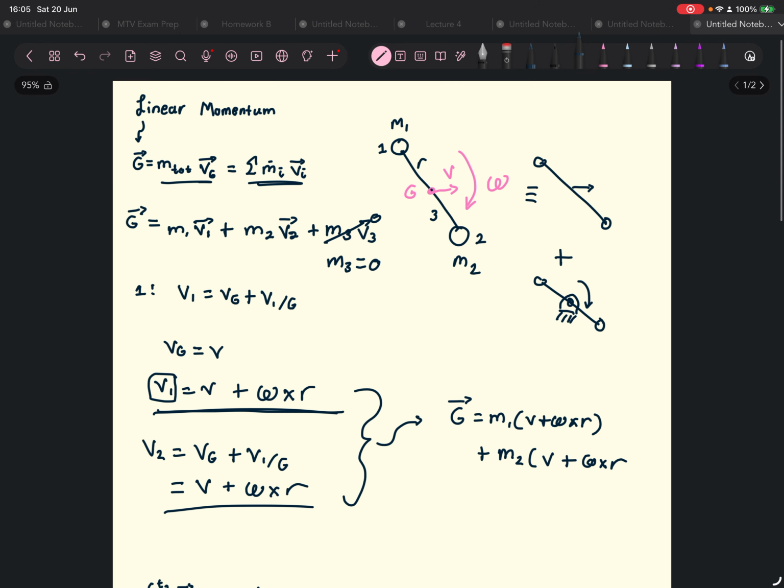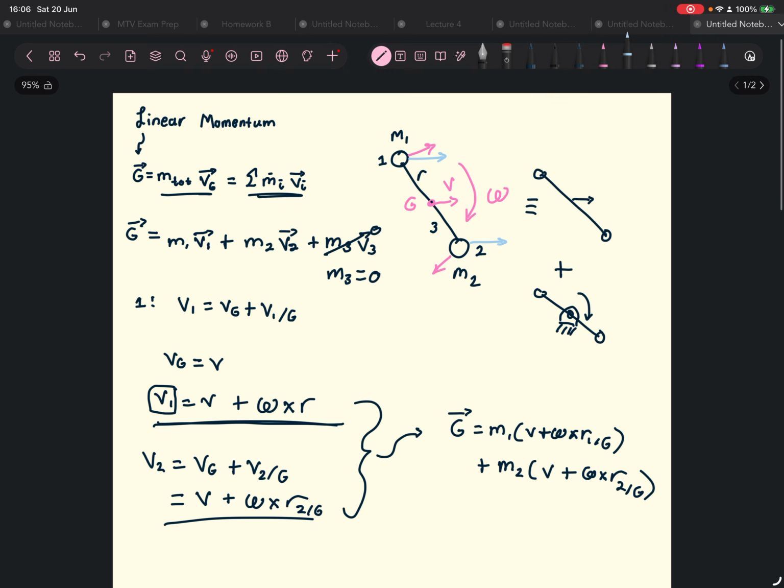Now remember, these r's aren't the same. This is v2 relative to g, and then this is going to be r2 relative to g. So r2 relative to g is going to be in the opposite direction of the vector for particle 1. Right, so these will give you different signs. Okay, if you were to visualize it, it'll look like that. So you can see these are pointing in different directions, and then they also move with the velocity of v. Right, so cool.